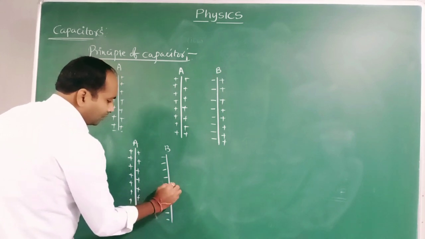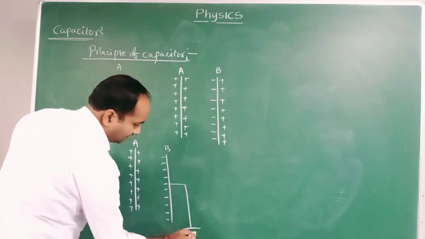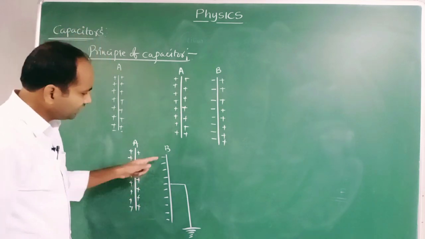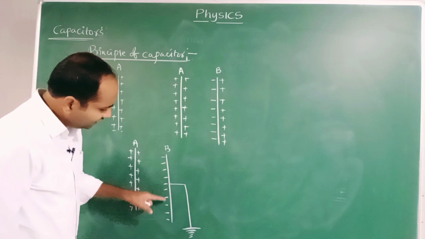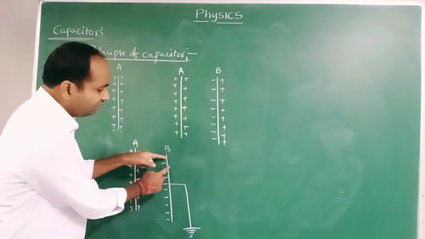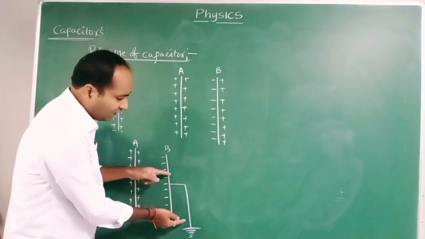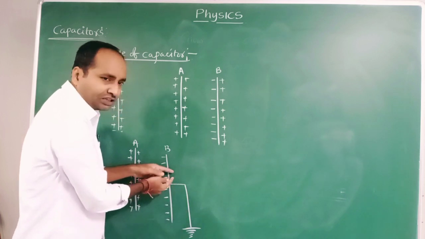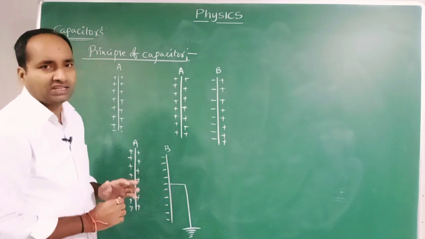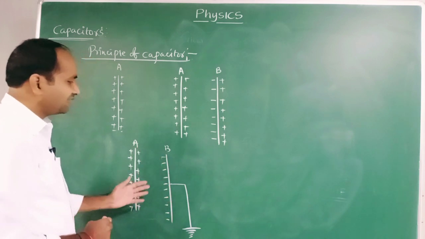the outer side of the conductor B will be earthed. When it is earthed, the positive charges on the outer side of B will be neutralized. The electrons flow from earth to conductor B and neutralize them, so the outer side of B is neutralized. Finally, only the negative charge is there inside the conductor.